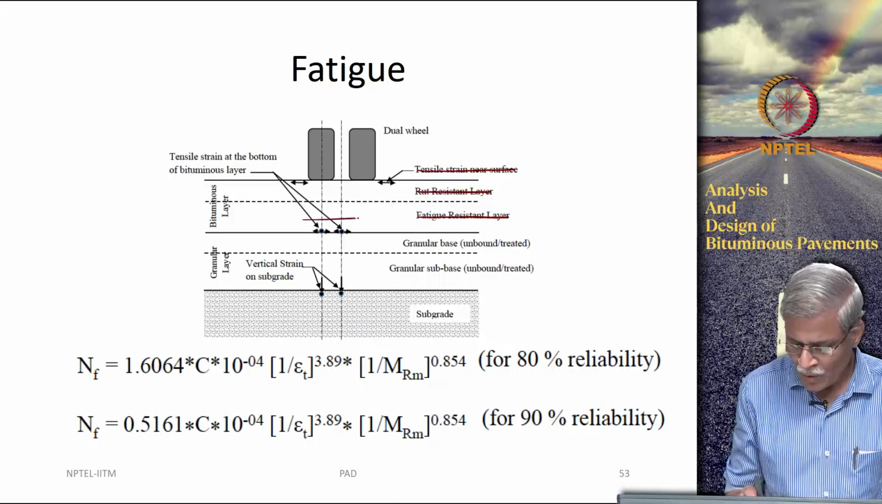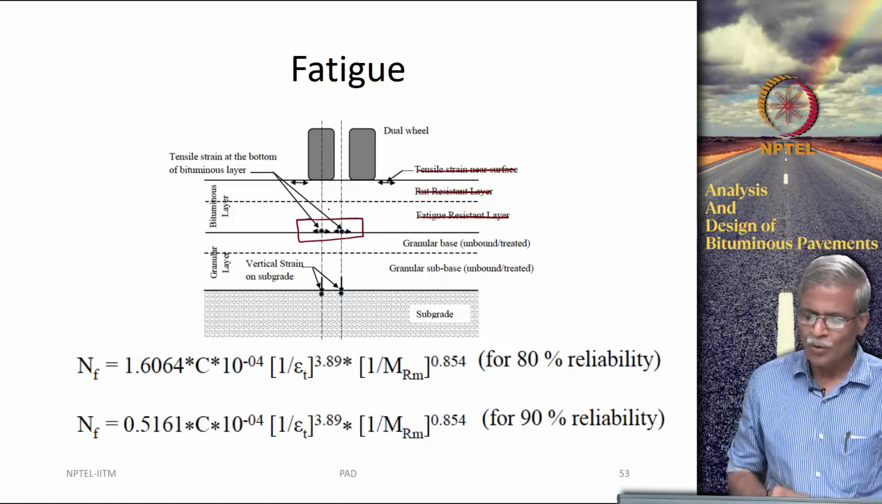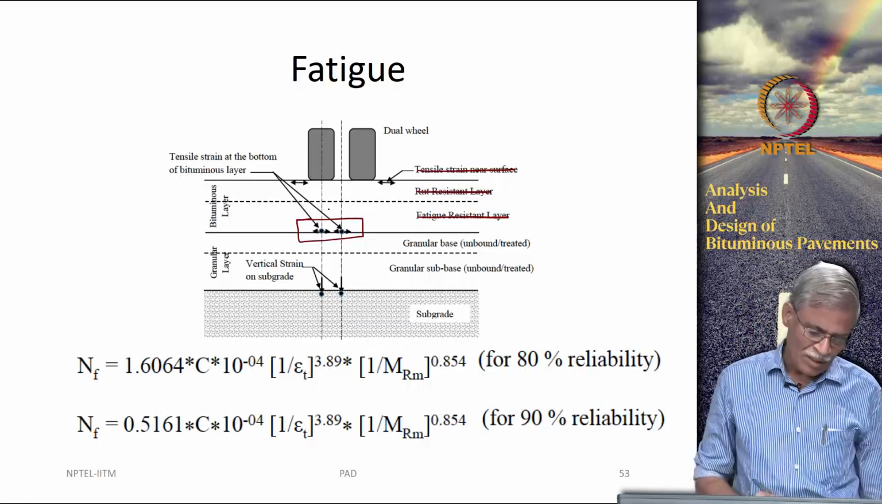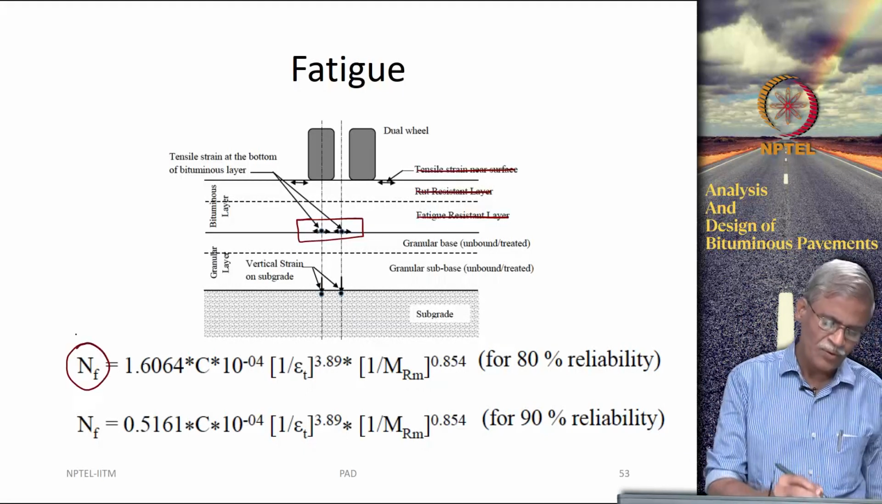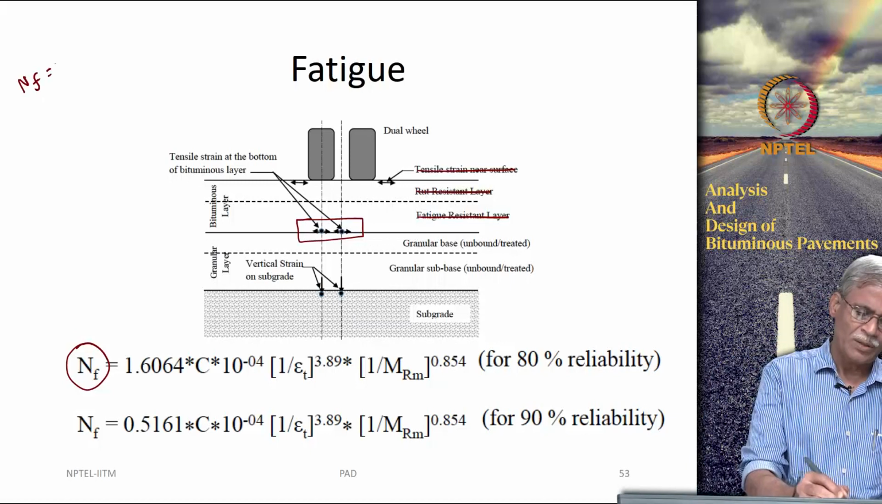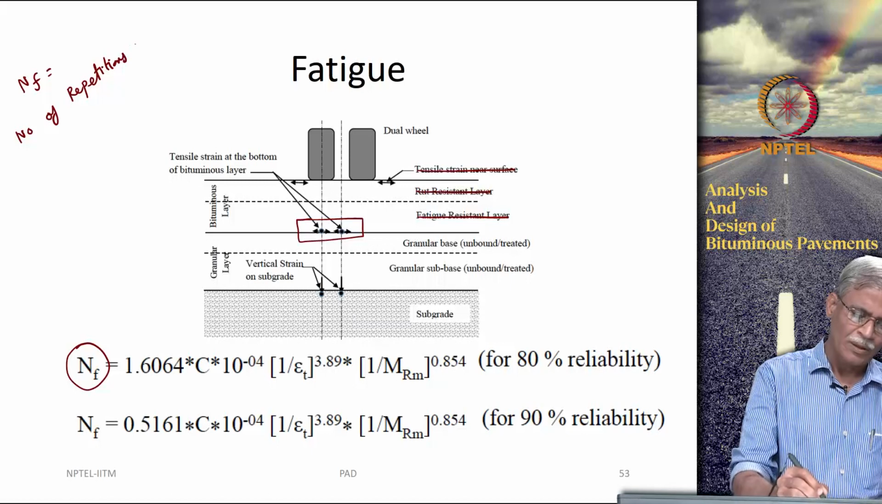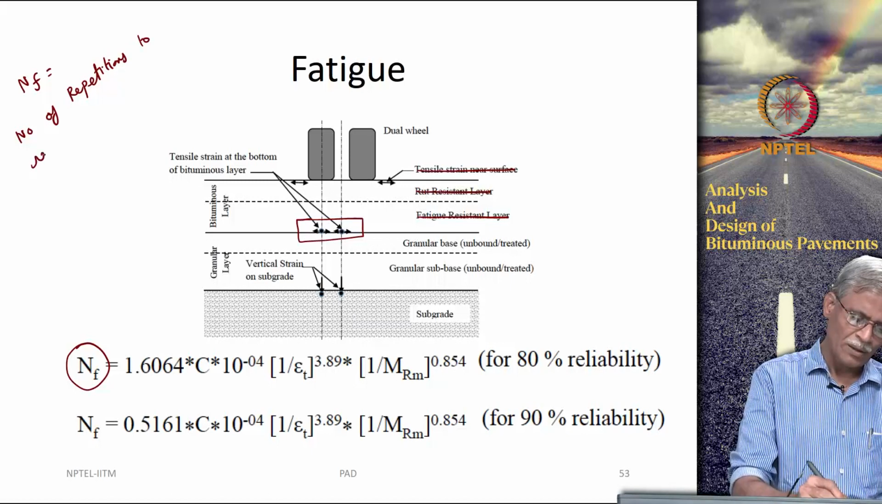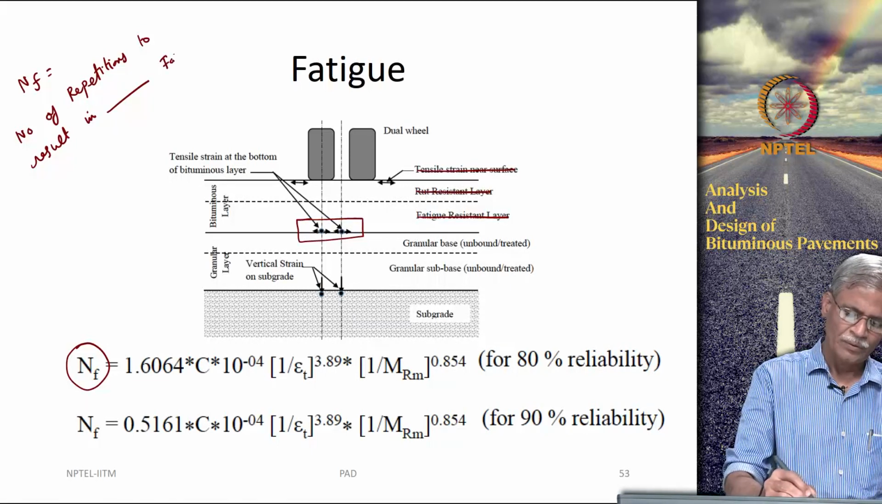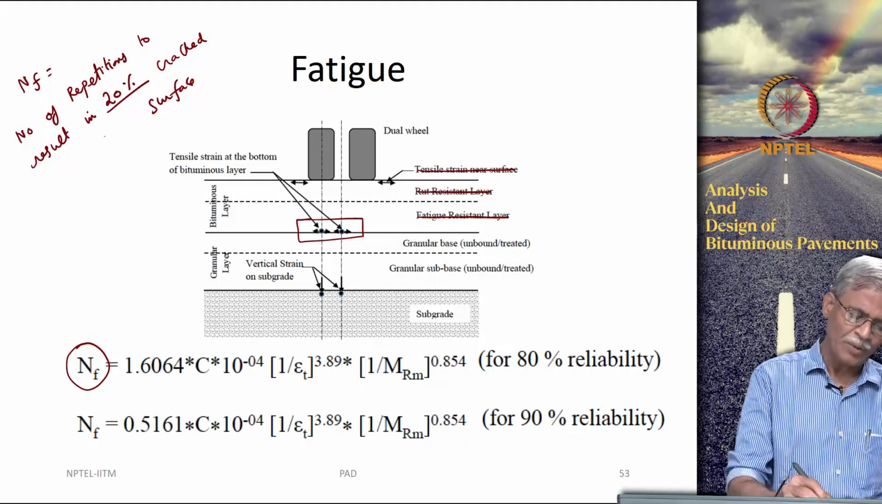Okay. So, now you are going to focus your attention here. Now, what exactly is this NF? NF is the number of repetitions to result in, let us say, 20% or 10%.